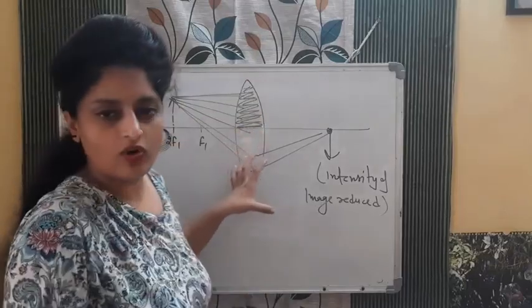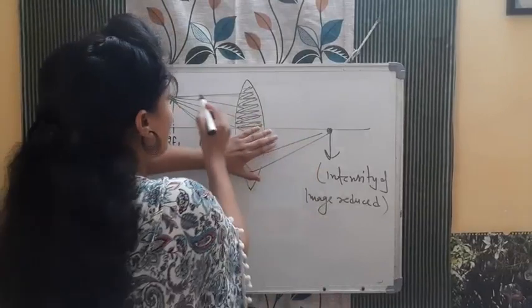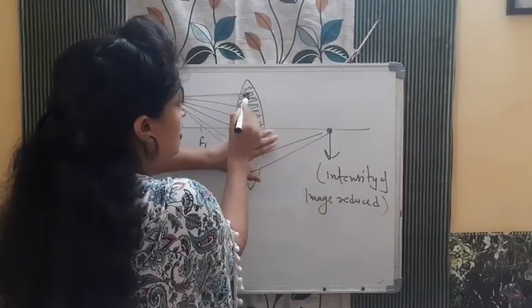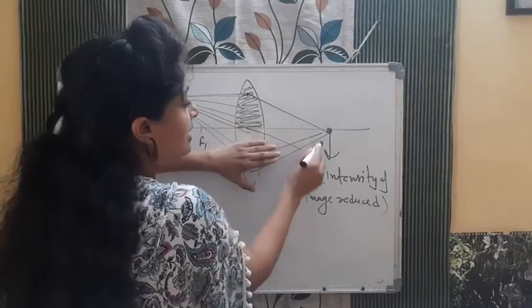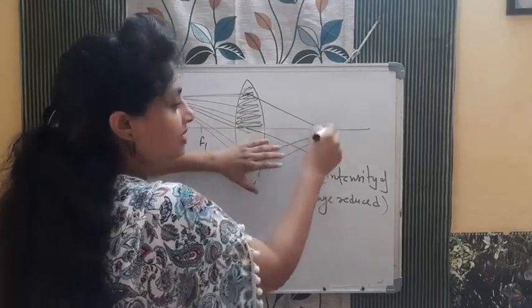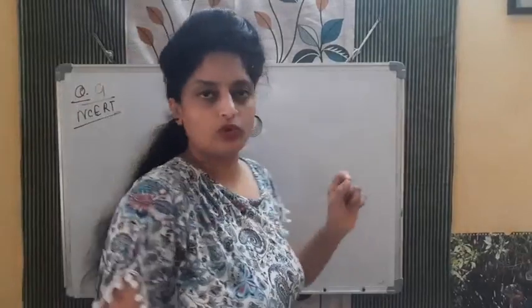If you are blocking the lower part, in the NCERT exercise it is given the lower part, so when you are blocking the lower part, you will show the image from this point, and again it will go from the focus and run through the optical center, and the point where they will meet, the image will form. Wait, I will draw one clear diagram.